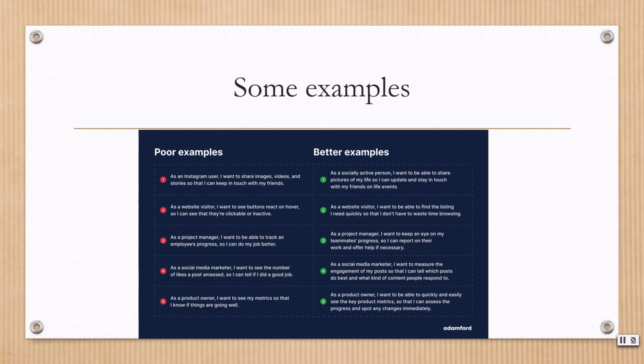And now some examples of poor user stories, meaning user stories written in a way that is not good at all. So let's see. As an Instagram user, I want to share images, videos and stories so that I can keep in touch with my friends. And a better example: as a socially active person, I want to be able to share pictures of my life so I can update and stay in touch with my friends online.